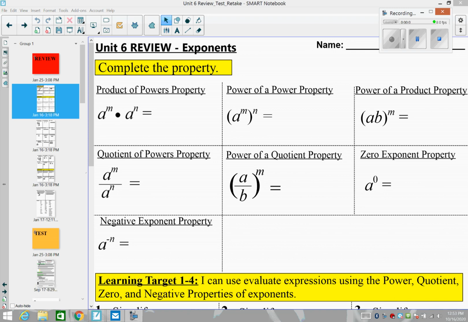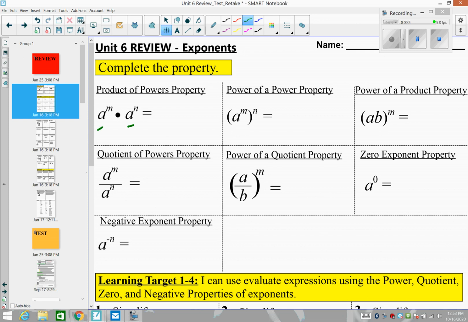Hey, math friends. So our learning target today is I can review Unit 6 on exponents. At the beginning of this is kind of the cheat sheet, if you will, of all the properties we talked about, the property rules. You can see 7 listed here. So I'm going to go through those quick because we will need those as we work through this review.